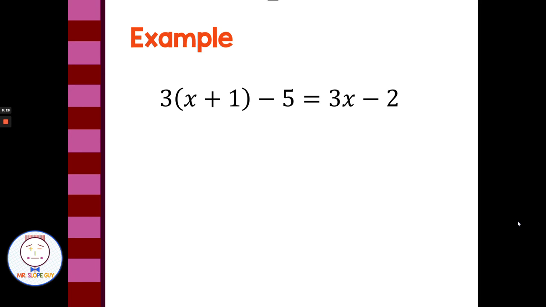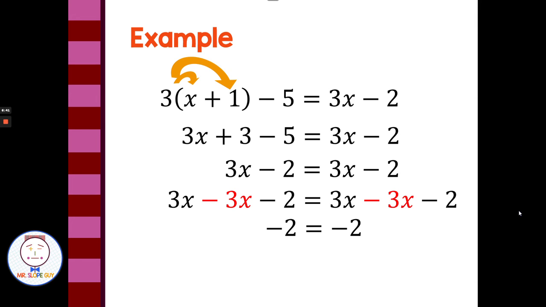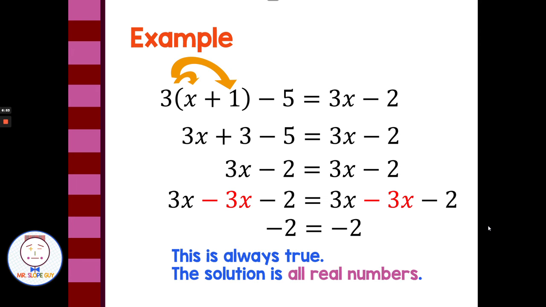So let's say we have 3 times x plus 1 minus 5 and 3x minus 2. We distribute. Combine like terms. Then I want to get all the x's to one side. I subtract 3x from each side, and it drops out. X drops out. I have -2 equals -2. That is a true statement. A true statement is -2 always equals -2, which means all real numbers will work.